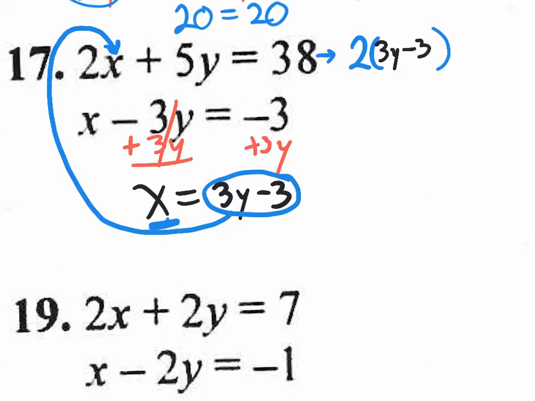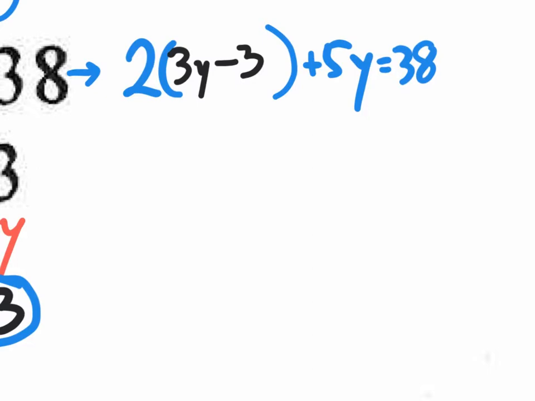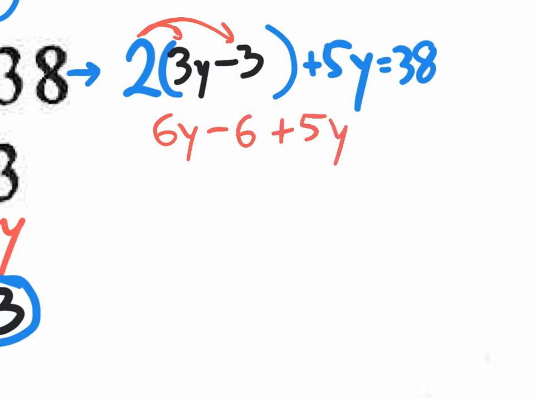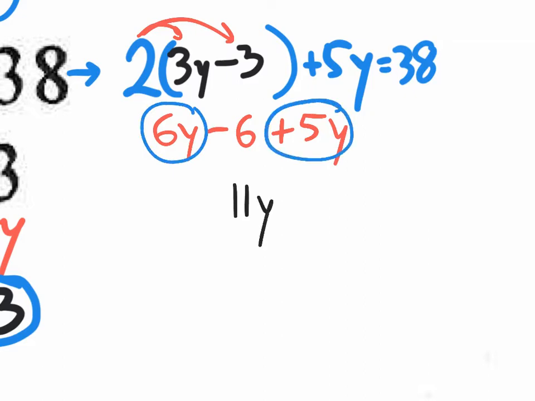And then we're going to have the plus 5y equaling 38. So I could now focus in on this single variable equation and solve. 2 times 3y, that's 6y. 2 times negative 3 is negative 6. Bring down the plus 5y. Out of those 3 terms, you could combine the 6y with the 5y, and you will get 11 of those y's. Let's rewrite the minus 6, bring down the equal sign and the 38, and let's solve this thing.